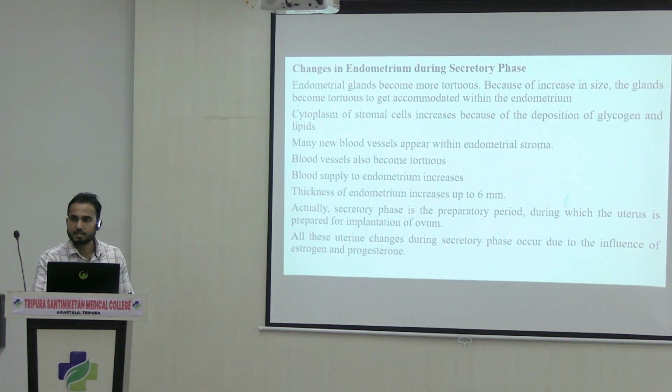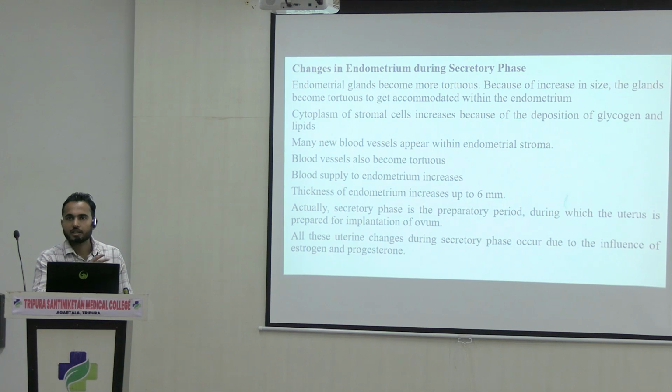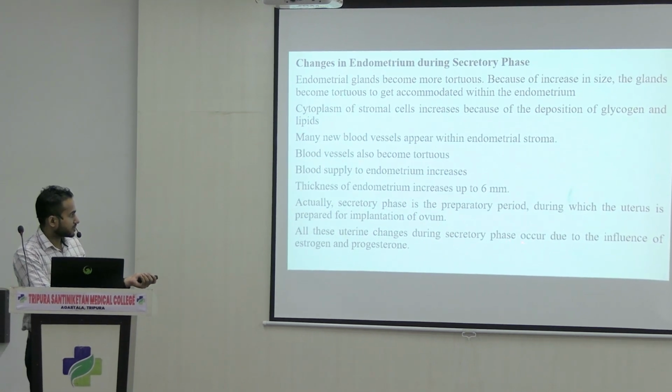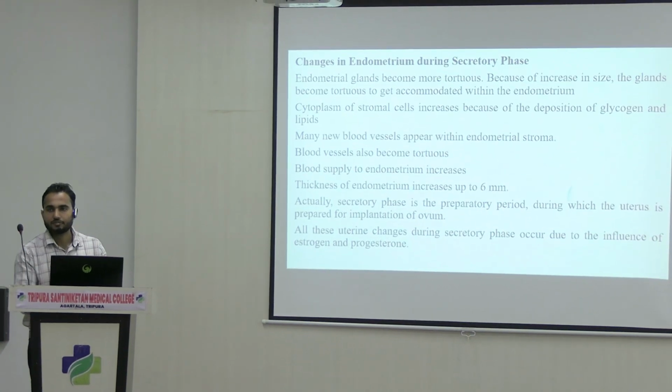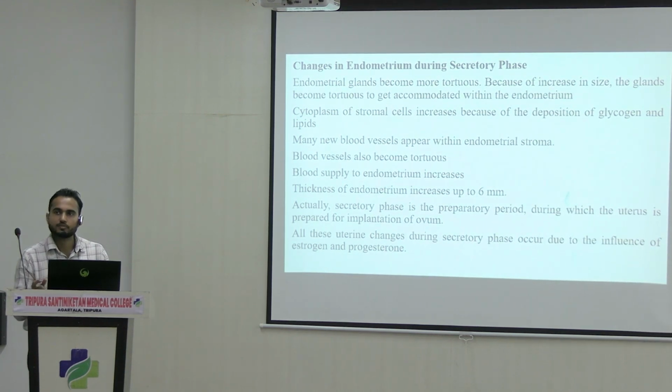Now this secretory phase is also called the preparatory phase because the endometrium prepares itself, because after ovulation if fertilization takes place, during implantation it can provide adequate nutrition. That's why it is preparing itself, and that's why it is also called the preparatory period. Now all the uterine changes during the secretory phase occur by the influence of estrogen and progesterone. So these are the different changes which are taking place in the endometrium of the uterus.